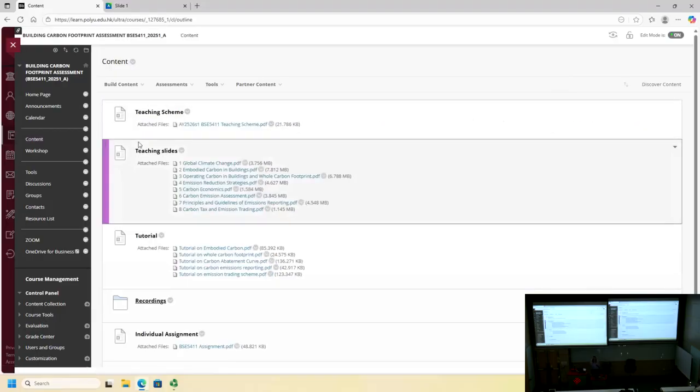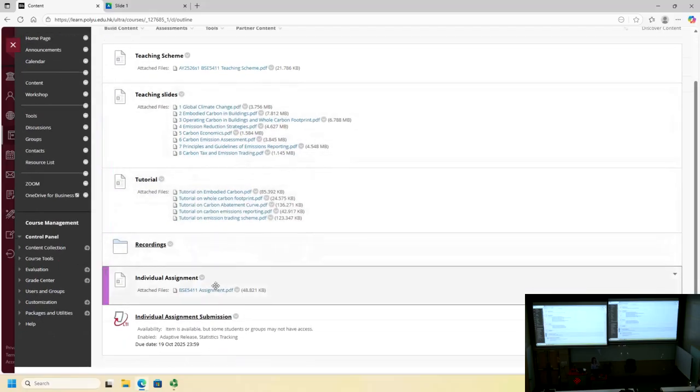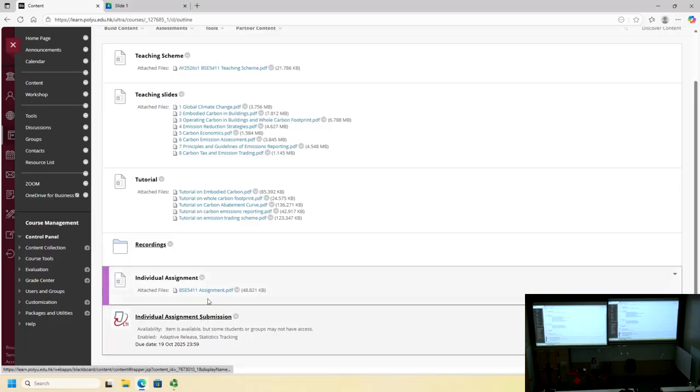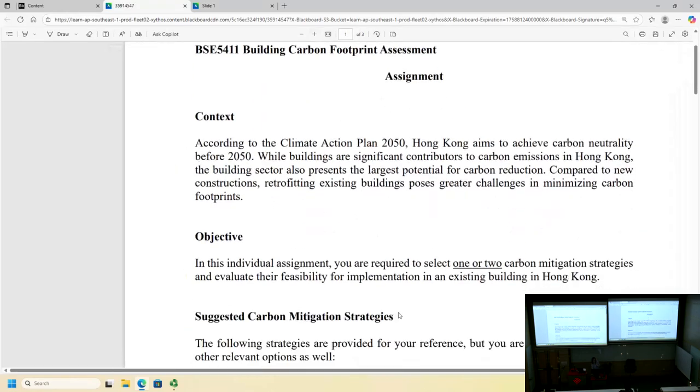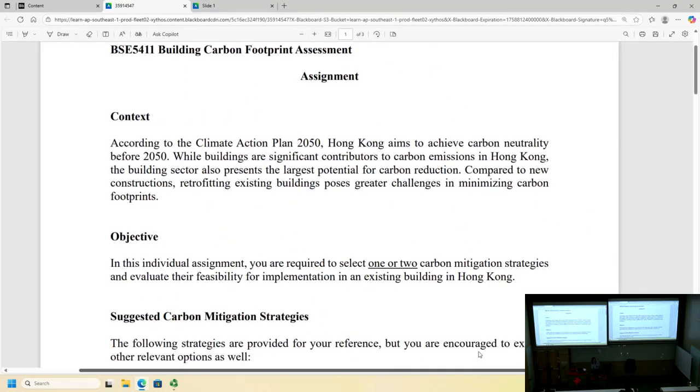Apart from the group work, you also have an individual assignment. If you go to the Blackboard, you can see the guideline here and also a Turnitin submission link. So let's take a look at the assignment. This is an individual assignment, so everyone should do their own and do the submission.